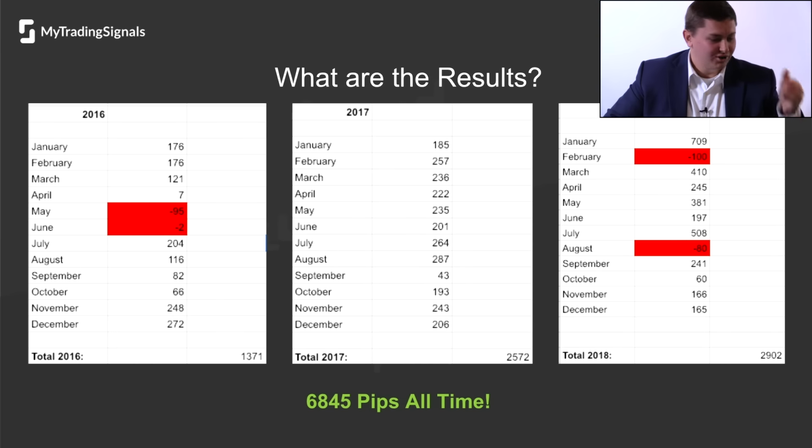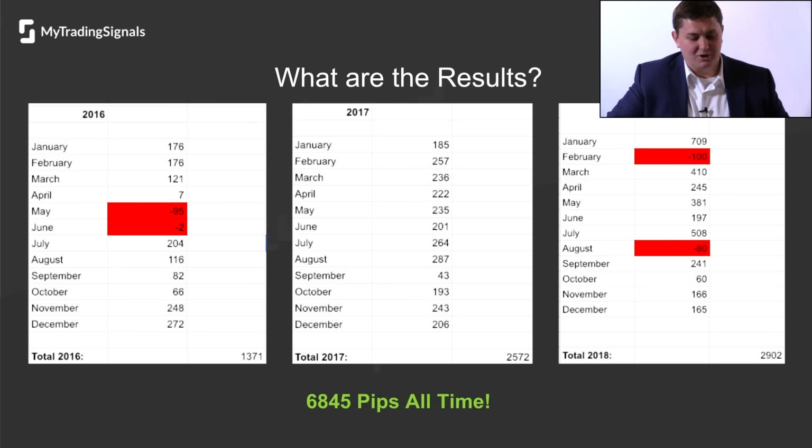If you look here on the screen, you can see that in 2016, we made a total of 1,371 pips. Not bad. I don't think that's great yet, but that's good. You can see we had 2 losing months in 2016. In 2017, we won every single month. We always had a profitable month. In September, it was a little bit low, but we still made money. And we made 2,572 pips for the whole year. Okay, that's incredible.